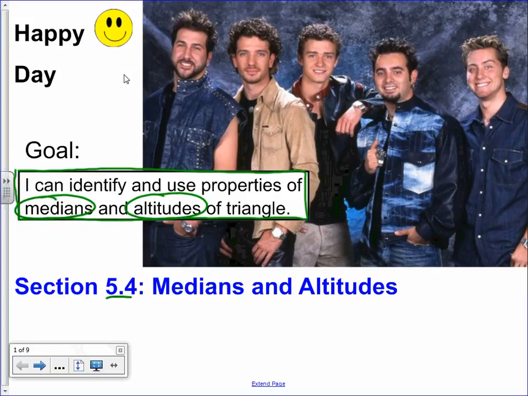All right, and as you're doing that, you can see there's a nice picture in the back. That's actually from the 90s, I believe. It's a boy band from the 90s. If you can figure out who they are, what the band is, you should let me know next time we come to class.